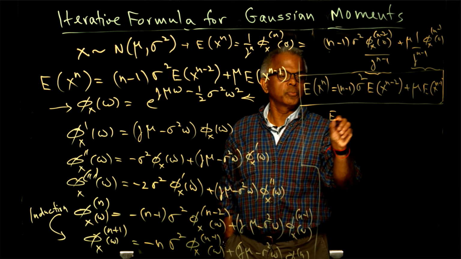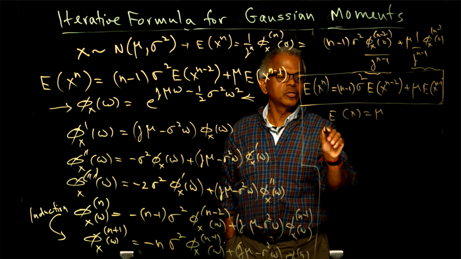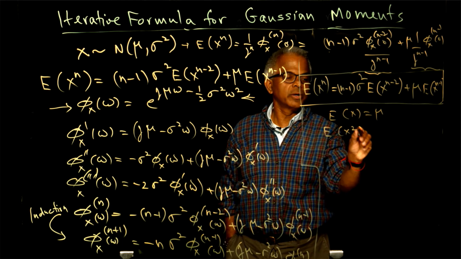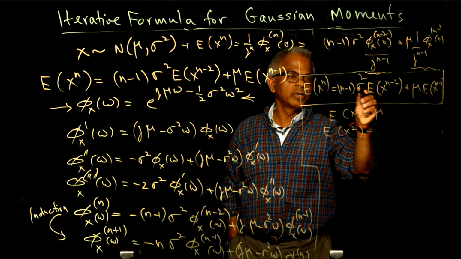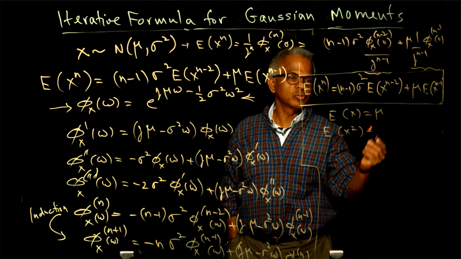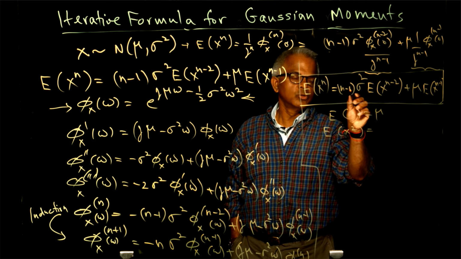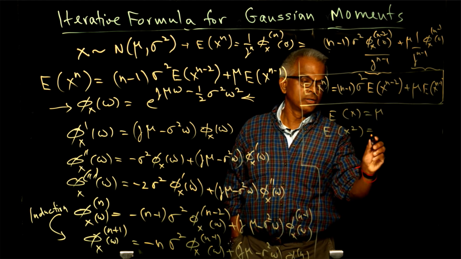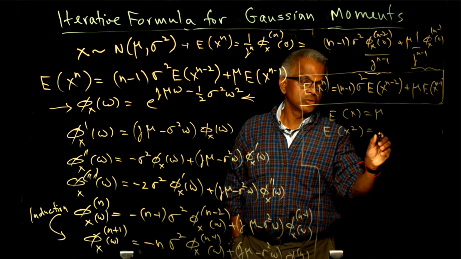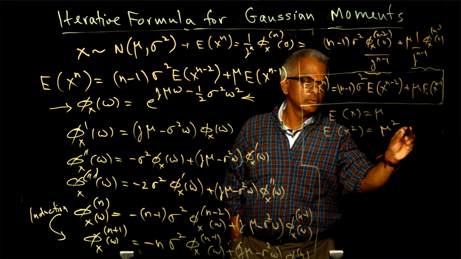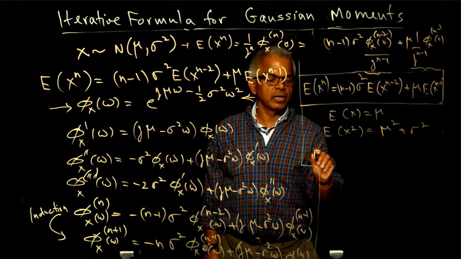If I put the expected value of x to be mu, and the expected value of x squared, you can see it from here, this is going to be mu squared plus sigma squared. N is 2, so n minus 1 is 1 times sigma squared, and this is 1, because the expected value of x to the power 0 is 1. So this is mu squared plus sigma squared. Then we can use this to get all the higher order moments.